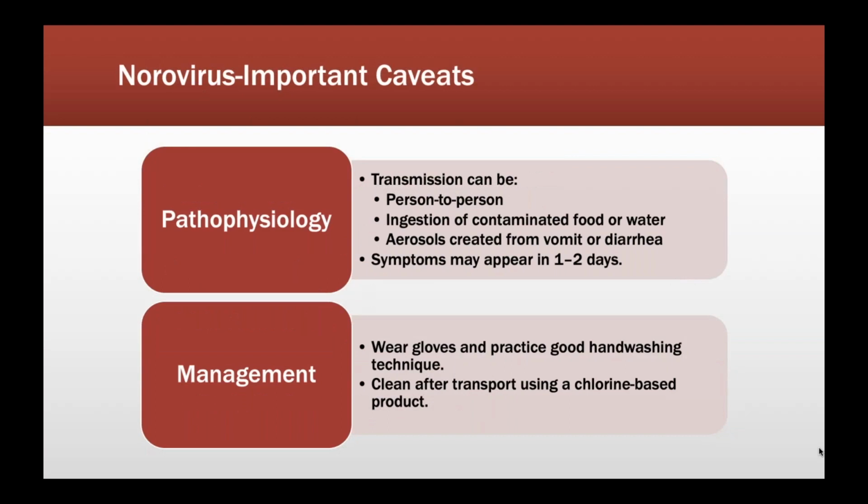Norovirus is one that I mentioned earlier in the program that, again, is fecal oral transmitted. It's a person-to-person transmission. The symptoms typically appear within 1 to 2 days. The problem with this is that there's lots of aerosols created from the vomiting and diarrhea. And so not only do you want to wear your gloves and gowns, but you also want to do good hand washing with soap and water. And then these patients require a chlorine or sporicidal agent from a disinfection standpoint to eradicate that. And so a bleach solution would be the most appropriate in the EMS practice environment.